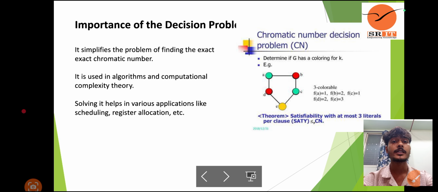Importance of the decision problem. It simplifies the problem of finding the exact chromatic number. It is used in algorithms and computational complexity theory. Solving it helps in various applications like scheduling, register allocation, etc.